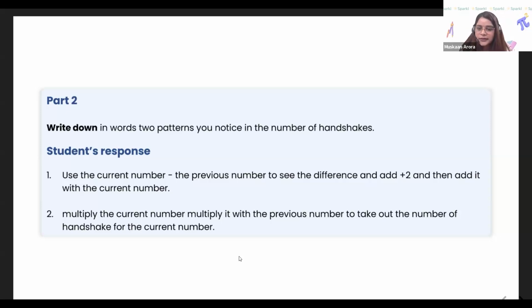Can anyone now tell me? I think I'm going to ask volunteers for this. Okay, Mahi, what would your response be for this? Ma'am, this is about criteria B. That is correct. And what would be your response for this particular question? I would write about what is the pattern being followed, like how many numbers is increasing.